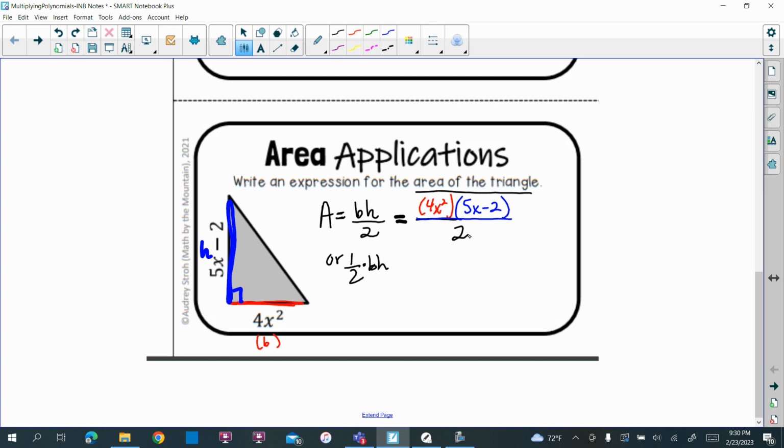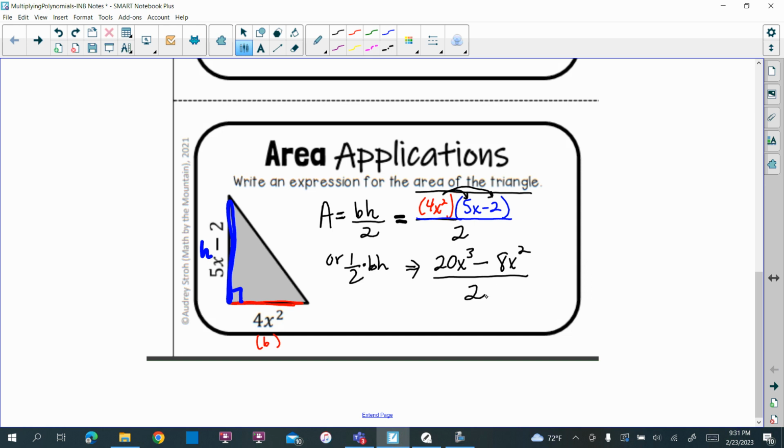So in order to multiply here, I'm going to have to distribute just like we did on the first 2. So when I distribute, I'm just going to show what this is going to simplify to. We're going to end up with 20x to the third power minus 8x squared. And that's going to be all over 2.